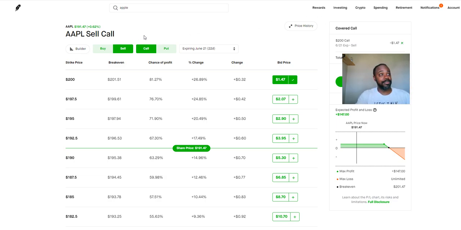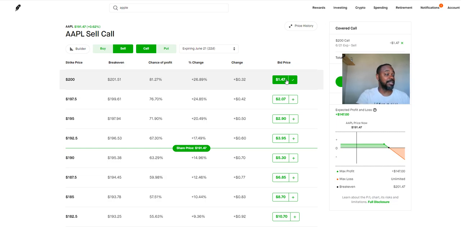So this has nothing to do with a put. Then you can make an extra $147 until Apple starts to move in the direction that you want it to go, and that's up. If Apple does go down, let's say to about $180 by the expiration date of June 21st, then you would collect this $147 at expiration. So there's all sorts of ways you can make money out there.